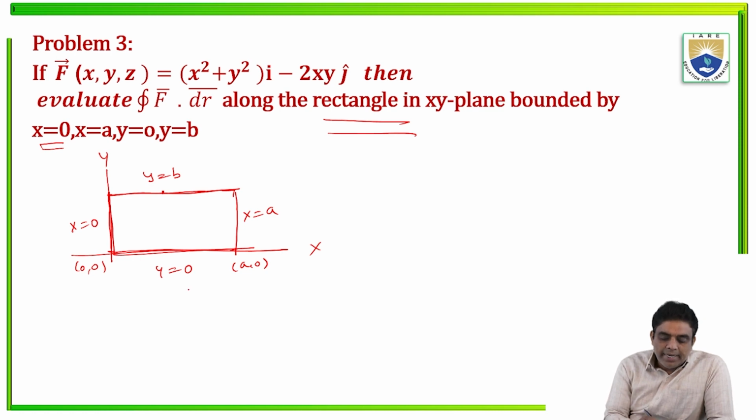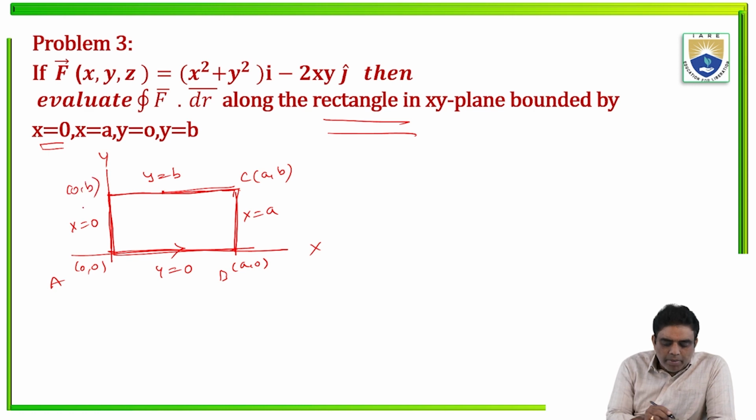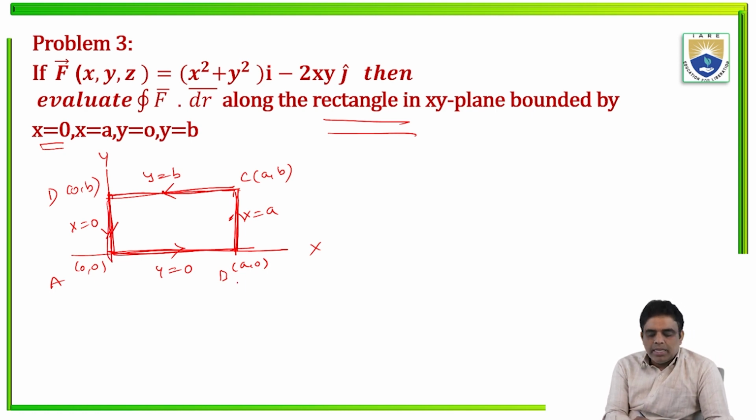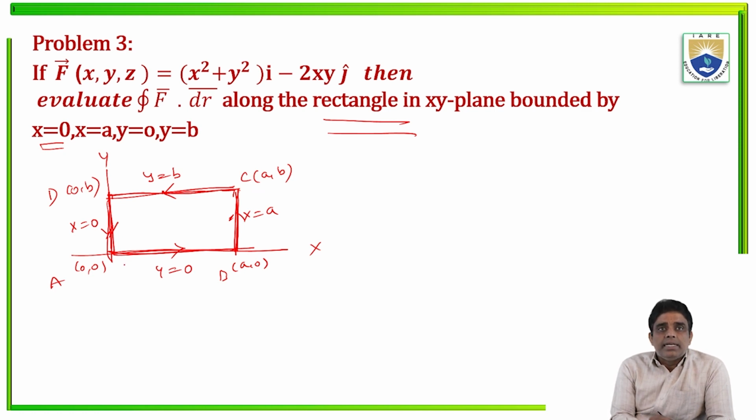So we have to find the line integral along AB, along BC. C is (a, b), where x is a, y is b, and this point is (0, b). So we have to find the line integral along the closed curve, the rectangle. That means it is sufficient to find it along AB, along BC, along CD and along DA.